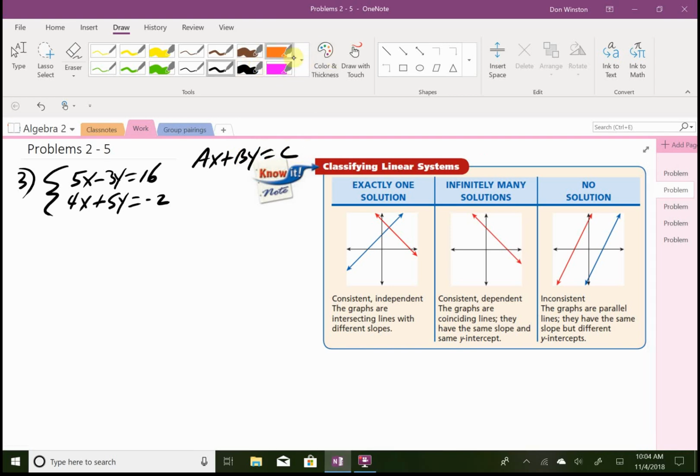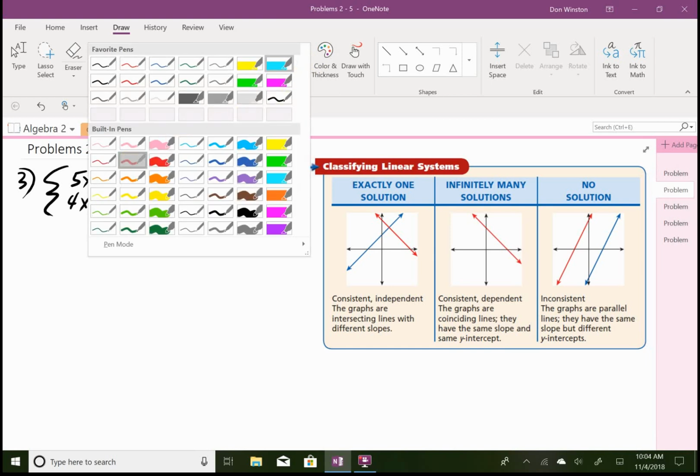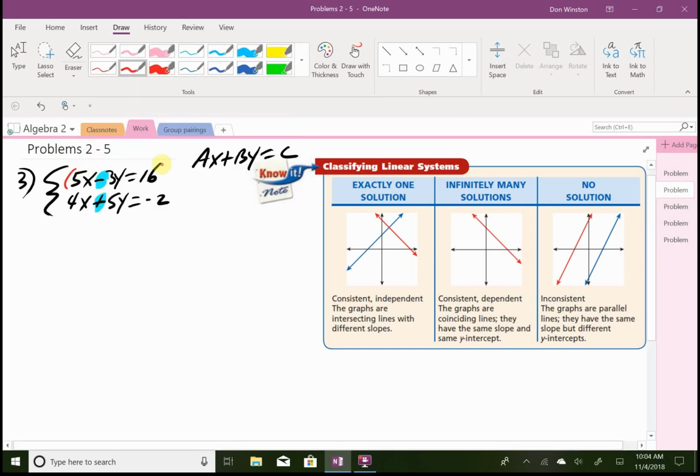So let's see here. When I take a look at eliminating a variable, I think I'll go with the y's, because I have a negative 3y there and a positive. So that's what we want. We want one to be negative and one to be positive. Okay, so in order to eliminate the y's, I need to multiply the first equation by 5, which is the coefficient of that y, and then I need to multiply the second equation by 3, which is a coefficient of that y.